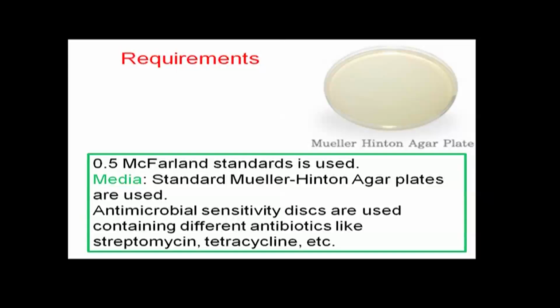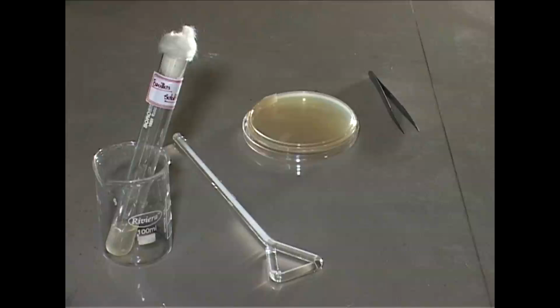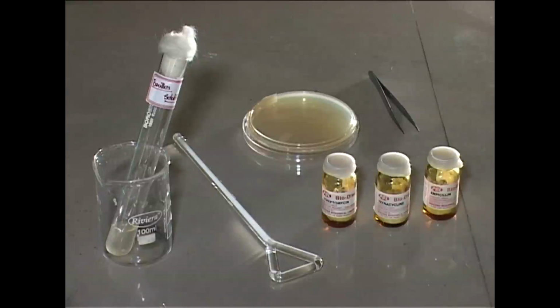used. The bacterial culture should be like that of Staphylococcus aureus or Escherichia coli, against which we want to find the antibiotic resistance. We require antibiotics, standard antibiotics whose concentration we know, like streptomycin, tetracycline, penicillin; it can be anything.